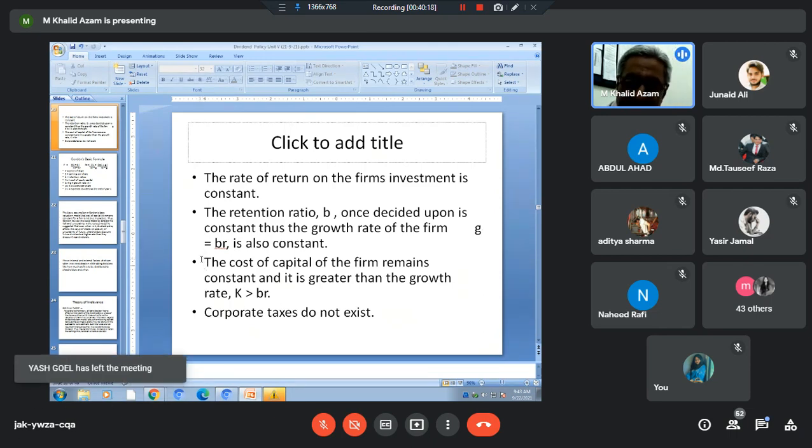Now see the next one. This is very important. The cost of capital of the firm remains constant. This is one we have already considered, that the cost of capital is going to remain the same.